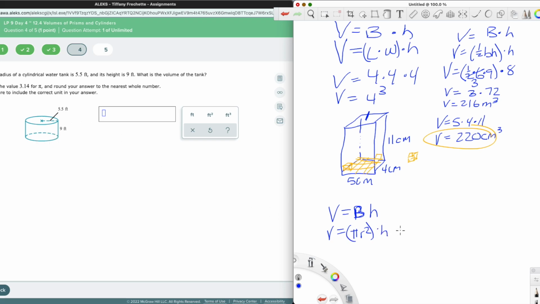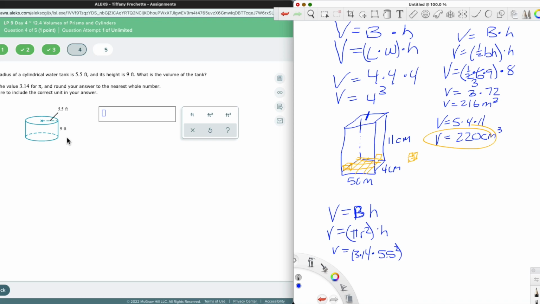So I'm going to go volume equals, and instead of pi, they asked us to use 3.14. So 3.14 times 5.5 squared, because that's our radius here. And they told us that up here also. Sorry, I didn't read it out loud. The radius of a cylindrical water tank is 5.5 feet, and its height is 9 feet. What is the volume of the tank? I jumped in using the picture here. Always read the question just to make sure that you know what it's asking you to do.